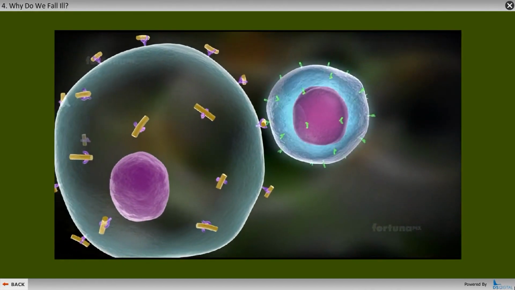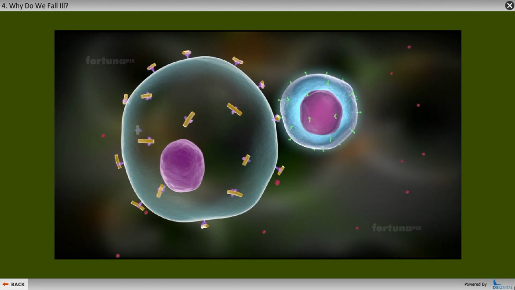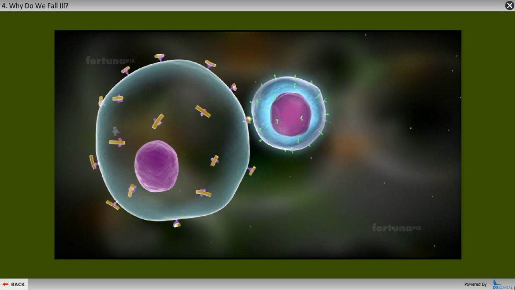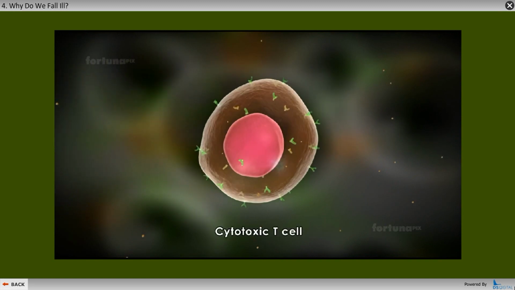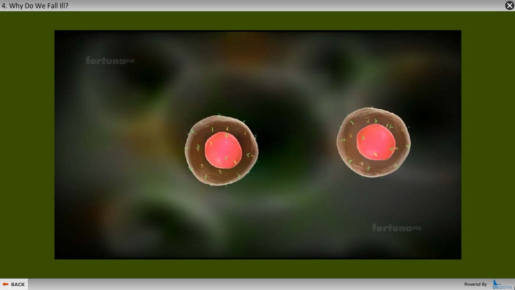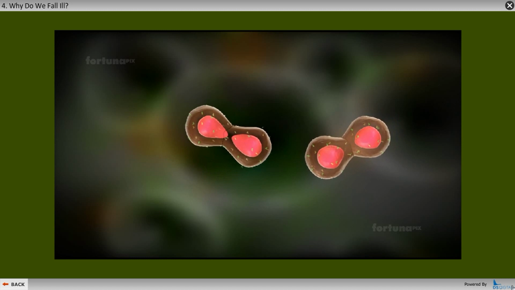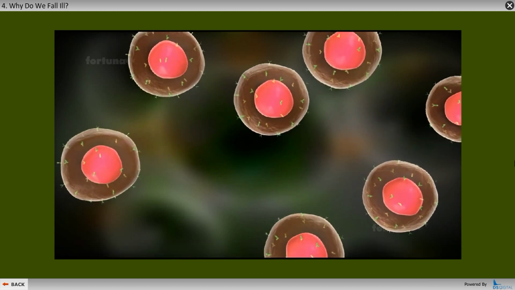After binding, the host cell will release the cytokine interleukin-1, which will stimulate T helper cells, causing them to release interleukin-2. The release of interleukin-2 will stimulate the cytotoxic T cells. Cytotoxic T cells will proliferate and move around looking for other infected cells.